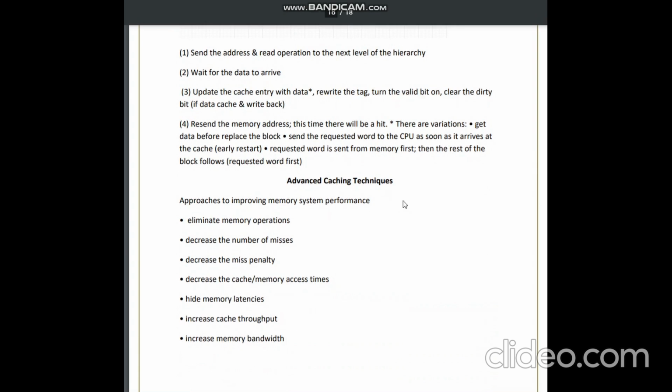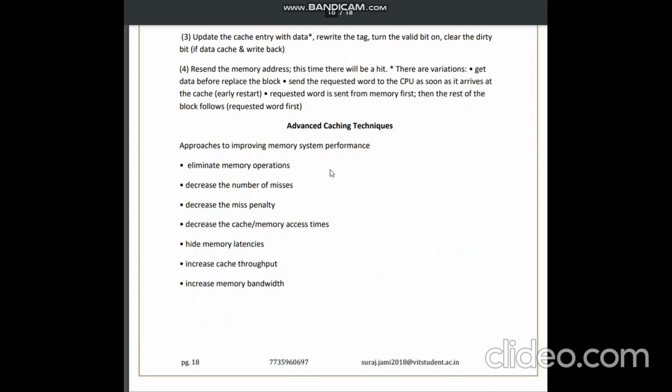Advanced caching techniques are to eliminate memory operations, decrease the number of misses, decrease the miss penalty, decrease the cache memory access times, hide memory latencies, increase cache throughput, and increase memory bandwidth.